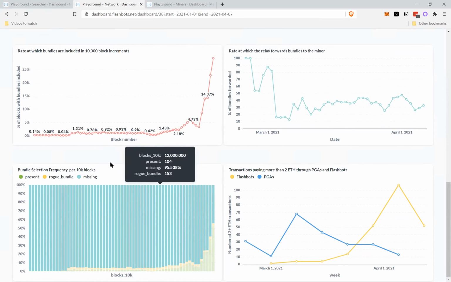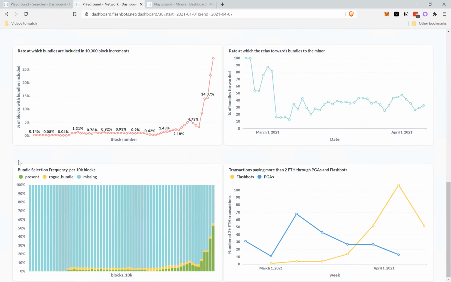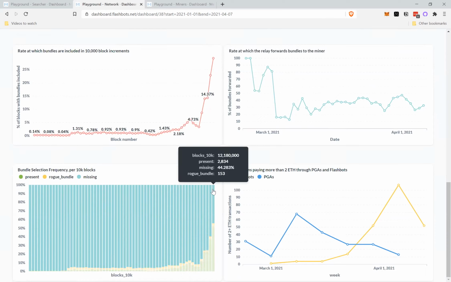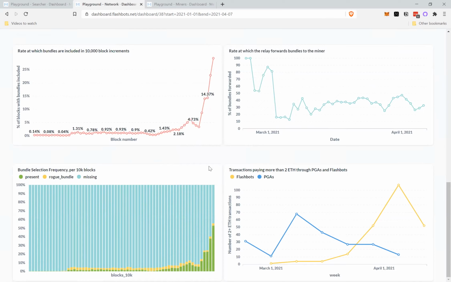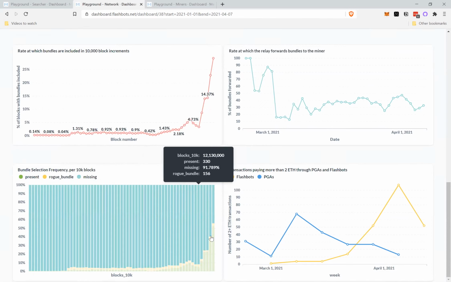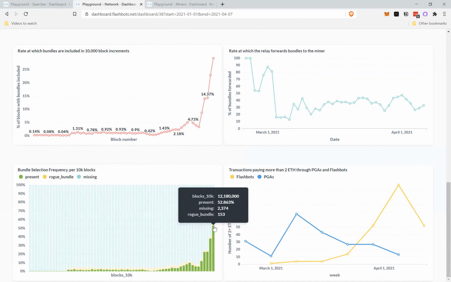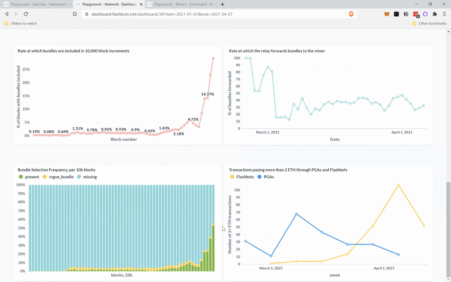The last two things we have for this network view are the amount of times that a Flashbots block was mined where a bundle was actually present in it, which is kind of an interesting metric to view how often our Flashbots searchers are getting included within the block.